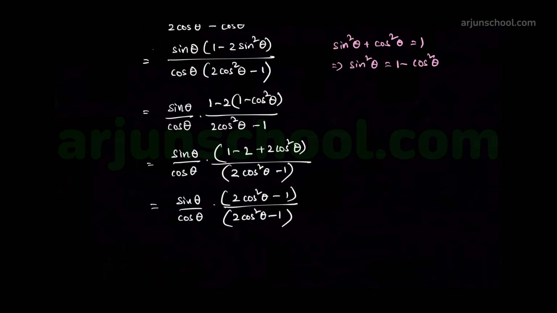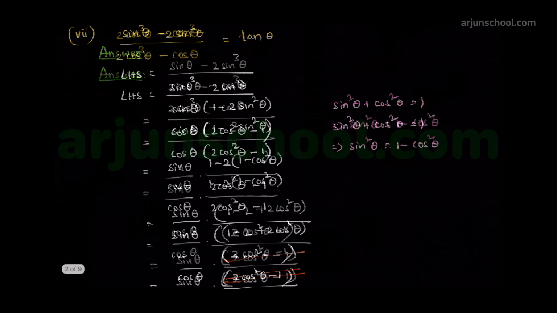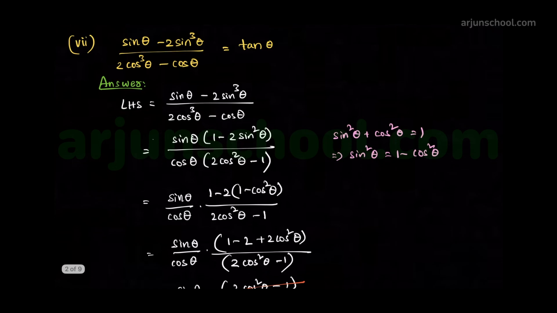2 cos² theta minus 1 by 2 cos² theta minus 1 is equal to 1. LHS is equal to sin theta by cos theta into 1. Sin theta by cos theta can be written as tan theta, which is equal to RHS. LHS is equal to RHS. Therefore, we have proved that sin theta minus 2 sin³ theta divided by 2 cos³ theta minus cos theta is equal to tan theta.